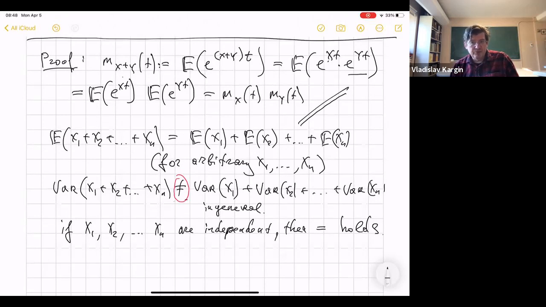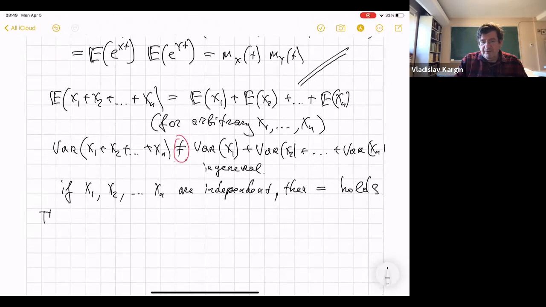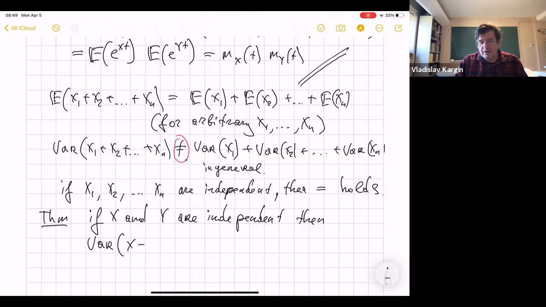This concerns many random variables which are independent. Everything can be generalized, of course, but let us prove it for two random variables: the variance of the sum of two random variables is equal to the sum of the variances. Everything can be easily generalized after that. So let us look at the theorem. It says that if x and y are independent, then the variance of x plus y is equal to the variance of x plus the variance of y.